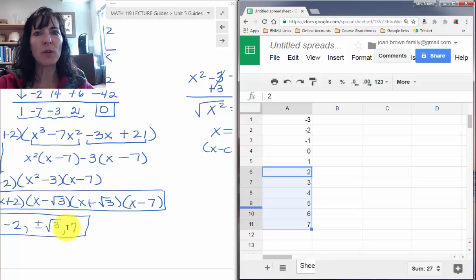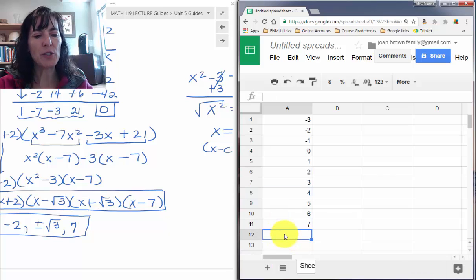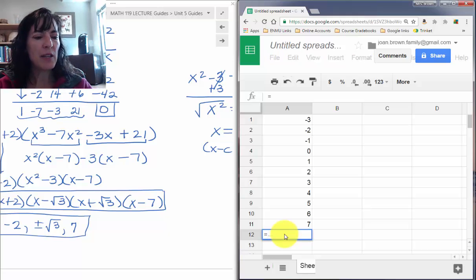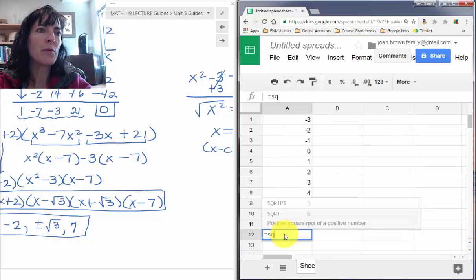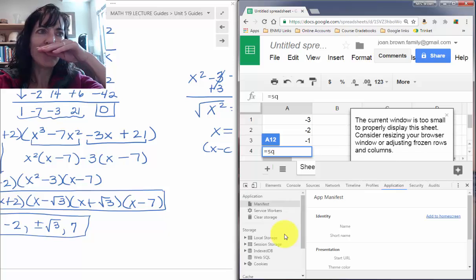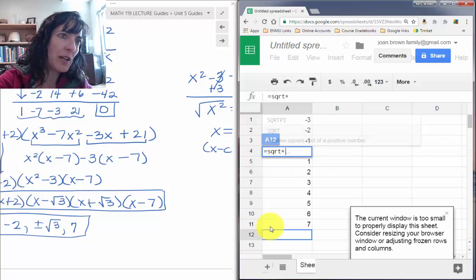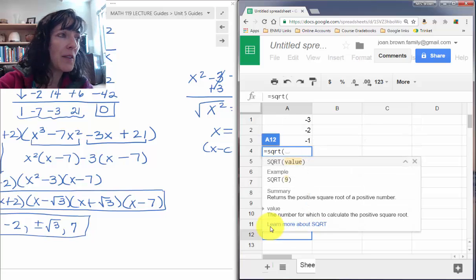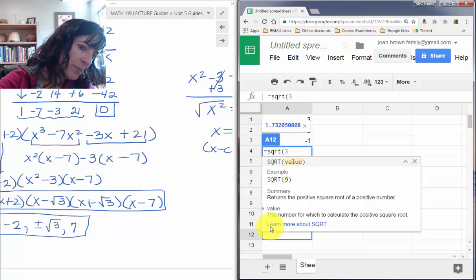But I also have the square root of 3. So I'm wondering what the square root of 3 is equal to. So I'm going to just put it into Sheets to have it calculate for me. So I put in the equal sign first, and then the keyword for taking the square root is SQRT, and I can do parenthesis, and then I want to give it the value, so I want it to take the square root of 3.